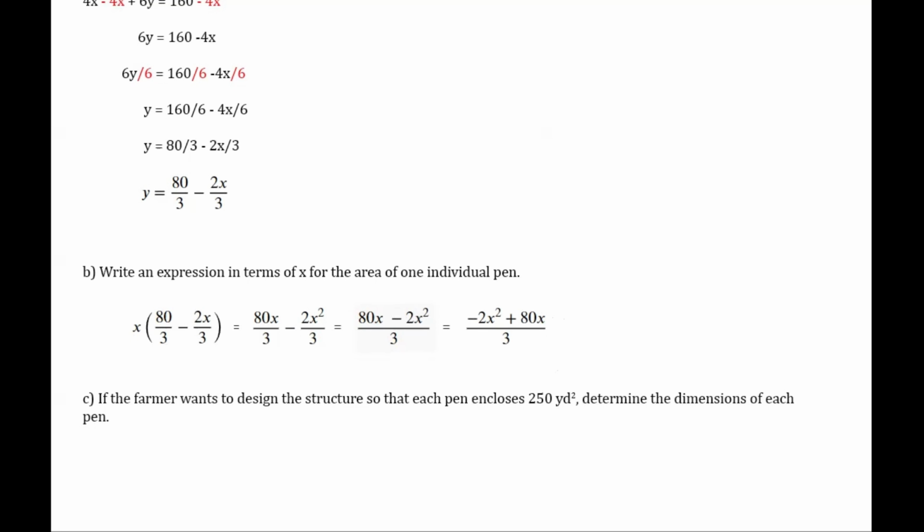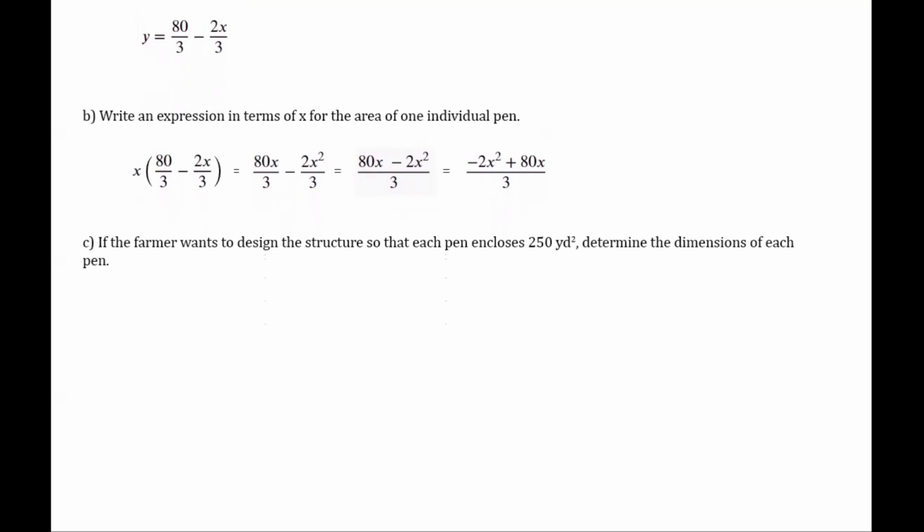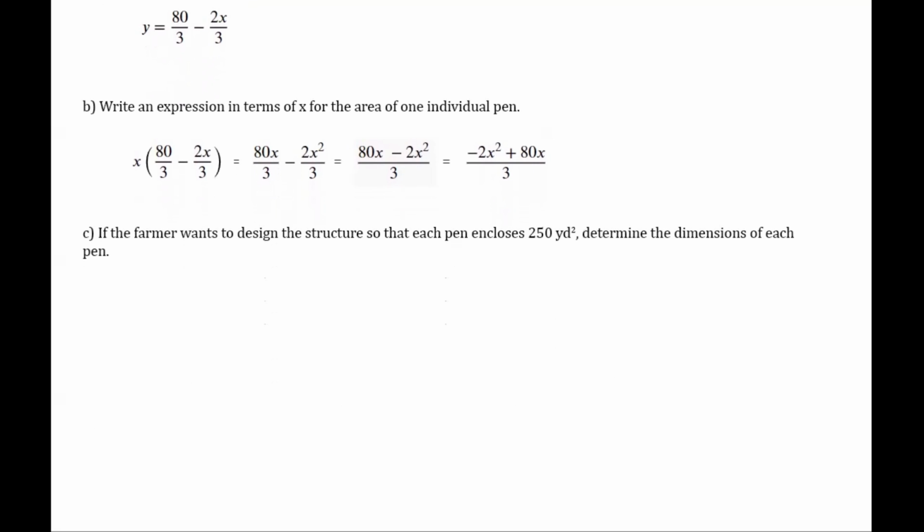Let's move on to part C. If the farmer wants to design the structure so that each pen encloses 250 square yards, determine the dimensions of each pen. All right. So if the pen encloses 250 square yards, that means the area of the pen is 250 square yards, right? And we learned from part B that this right here, negative 2x squared plus 80x all divided by 3, is the area.